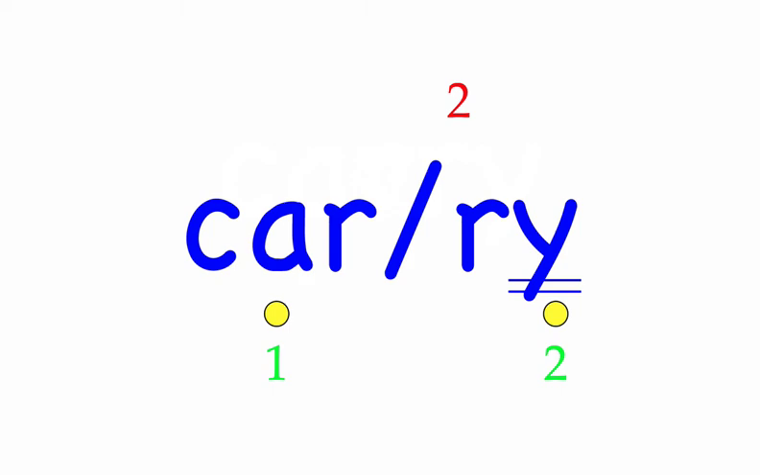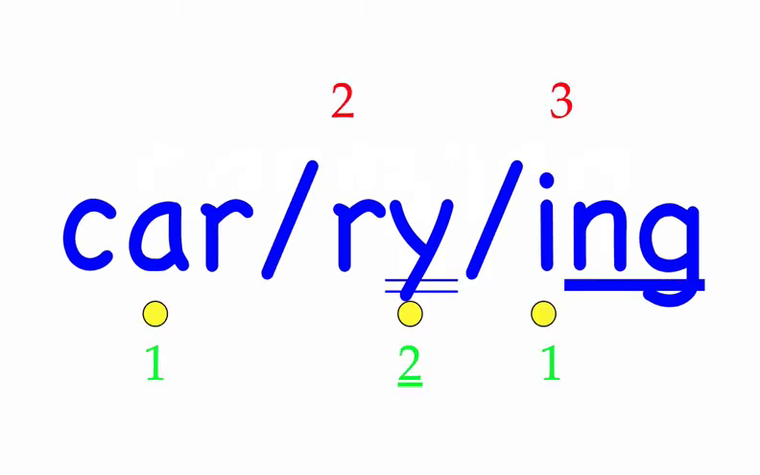Carrying, three syllables. First syllable, care, three sounds. K, a, re, two sounds. R, e. Ing, two sounds. I, ng. Carrying. Mark the word. Carrying.